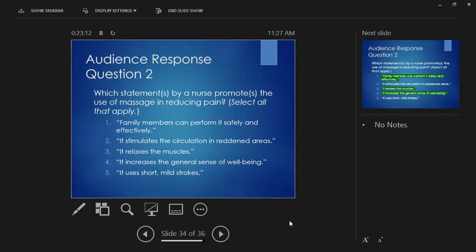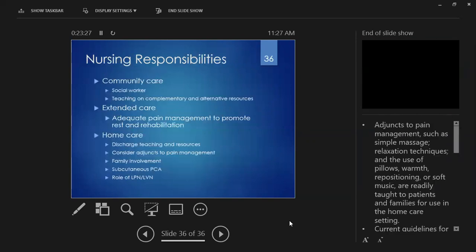Looks like, I think 1, 3, and 4. Involved, they can do it. It does relax the muscles and it can increase the general sense of well-being.